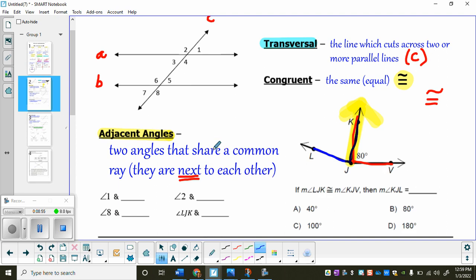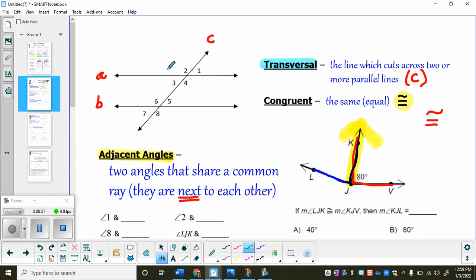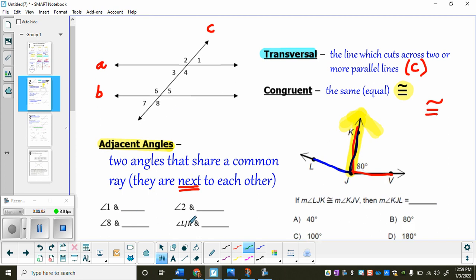So looking at the picture up top, we're going to use this image with parallel lines A and B and the transversal C to identify adjacent angles, okay? So up here, angle 1 is adjacent to two different things. If I trace angle 2, it's adjacent. I could also trace angle 4, and it would share a ray right there. So both angles 2 and 4 are adjacent to angle 1. So angle 1 is adjacent to angle 2 and to angle 4.